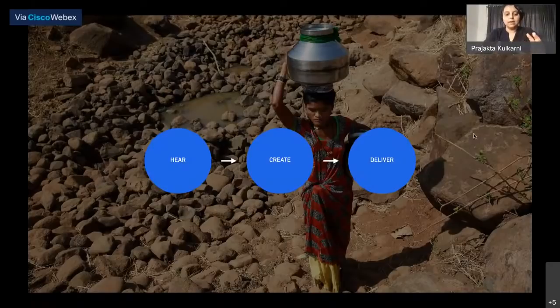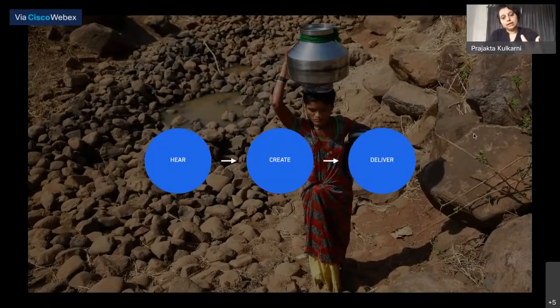So what is hear, create, deliver? You start by understanding and involving yourself in the situation, getting first-hand information. This is where we collect a lot of information, and most of you as researchers would understand this process of gathering a lot of information, creating a conclusion or a hypothesis over it, then formulating your insights, and then finding out what the underlying problem is. So that is the area of hear.